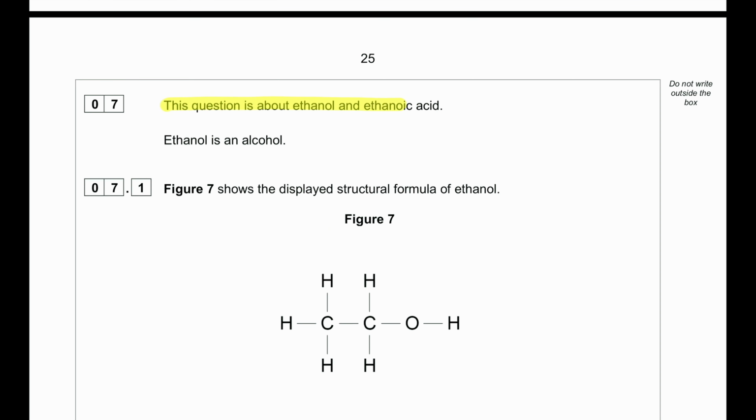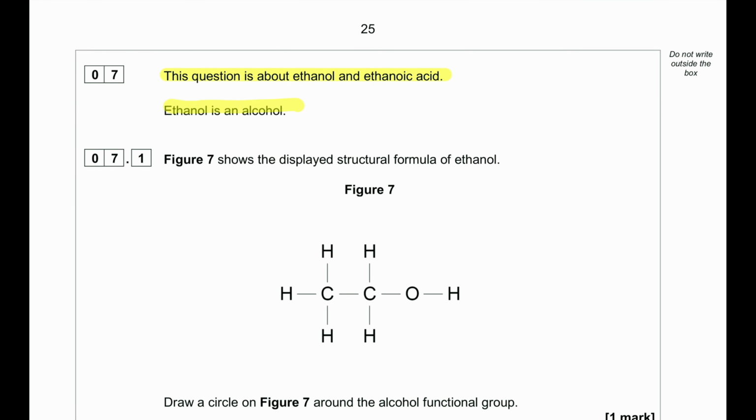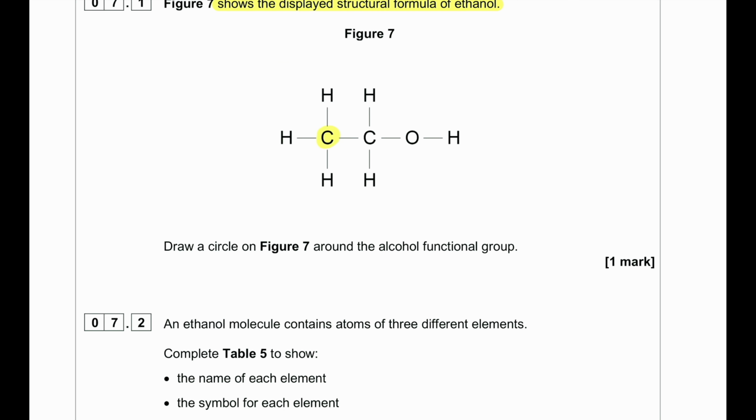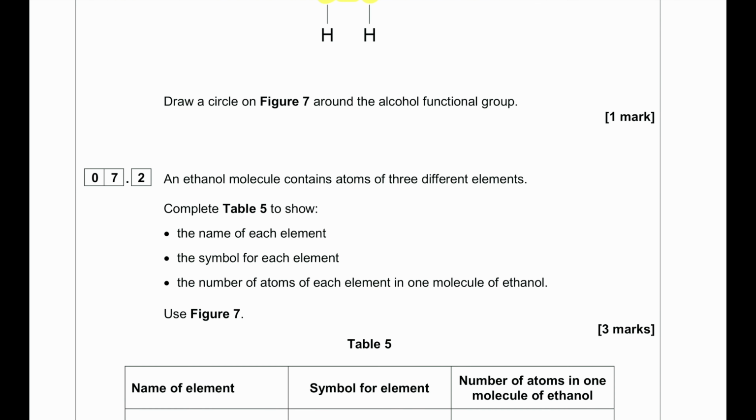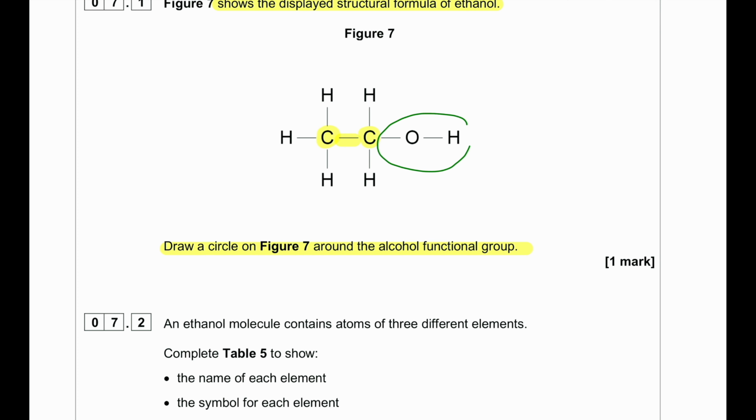This question is about ethanol and ethanoic acid. Ethanol is an alcohol. Figure 7 shows the displayed structural formula of ethanol. You can see two carbons single covalently bonded, with hydrogens by single covalent bonds, and with oxygen, and then with hydrogen. Draw a circle on Figure 7 around the alcohol functional group. OH is the functional group of alcohols.